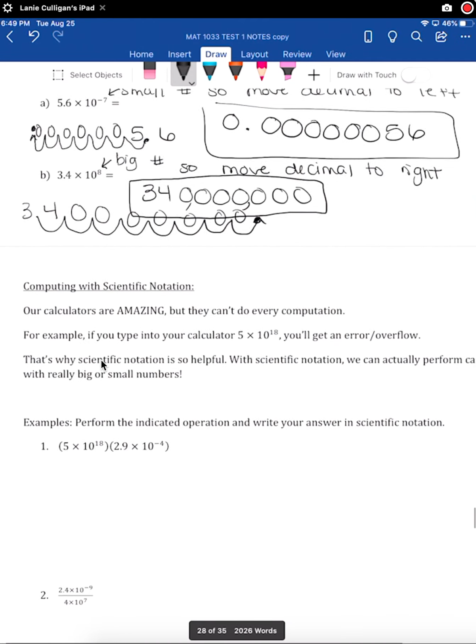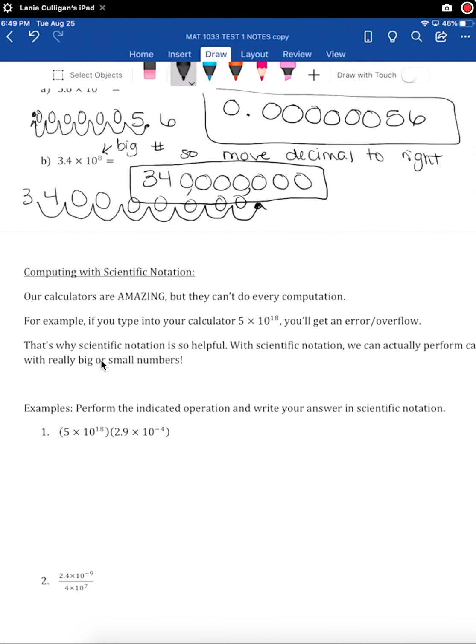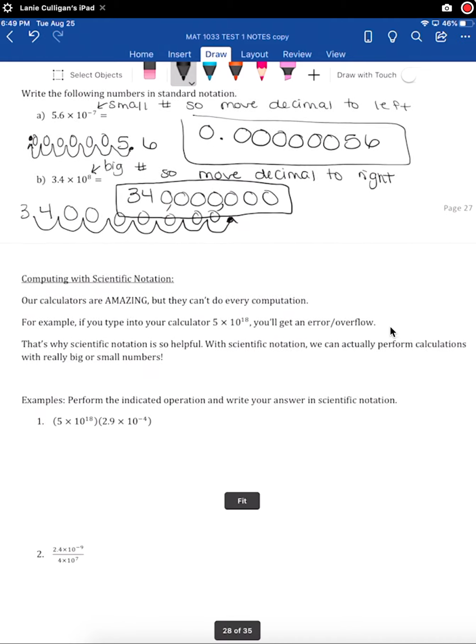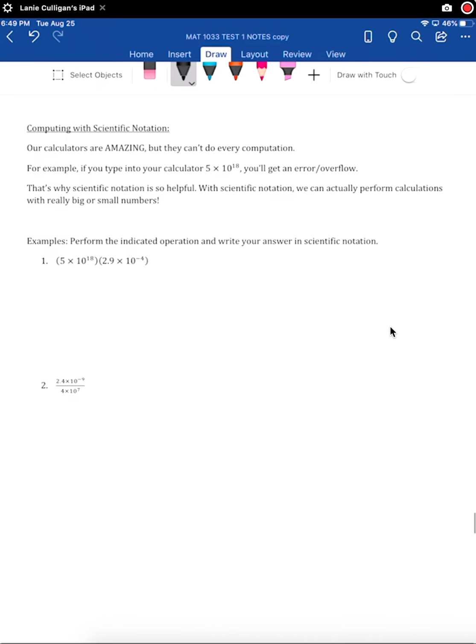So now dealing with stuff that's a little more our speed. Now we're going to compute with scientific notation. I want to multiply and divide really, really big numbers or really, really small numbers. Our calculators are great, but again, they only fit a certain number of places. So if you put in something really, really big, for example, like 5 times 10 to the 18th power, you'll get an error overflow message because our screen's not big enough to show that number. So that's why scientific notation is helpful, because we can still do stuff with these really big and really small numbers, but we have to put it in scientific notation.